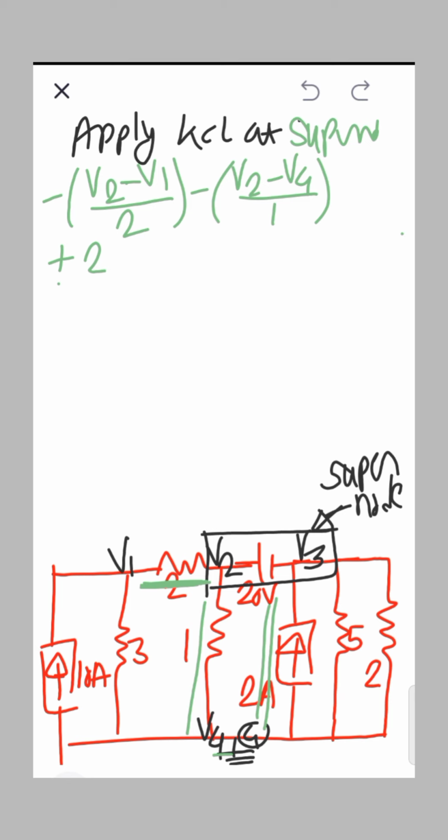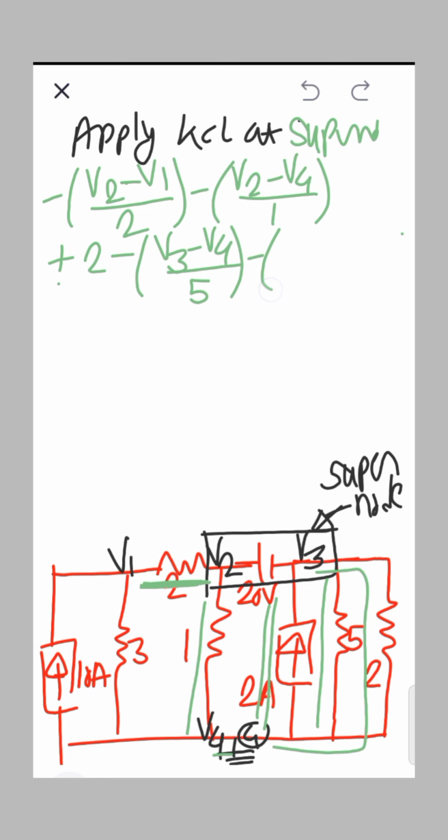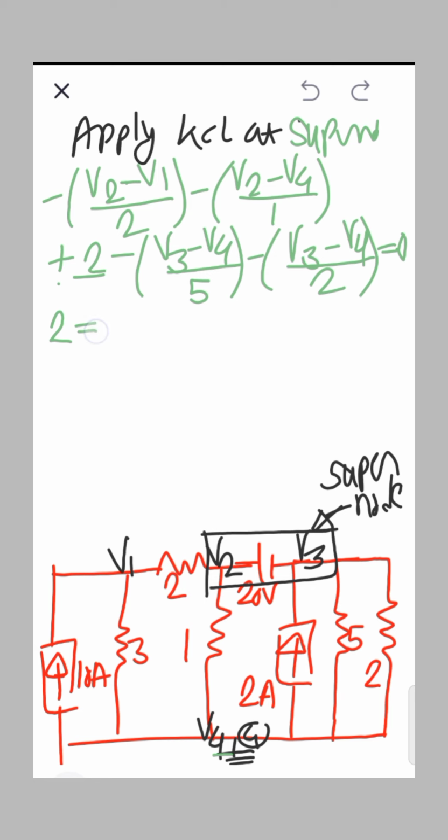Next, this branch with 5: minus (V3 minus V4) upon 5, minus, now this one, (V3 minus V4) upon 2, equal to 0. All the branches are considered: 2, 1, 2, 5, 2. All is done. Now solve this. Keep the current source on the left hand side.